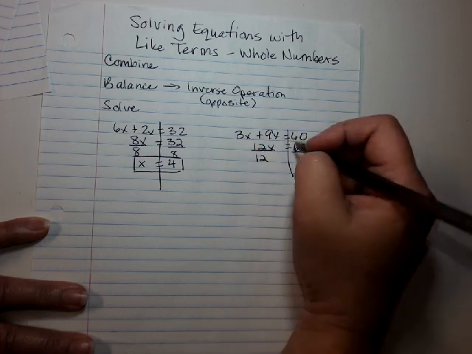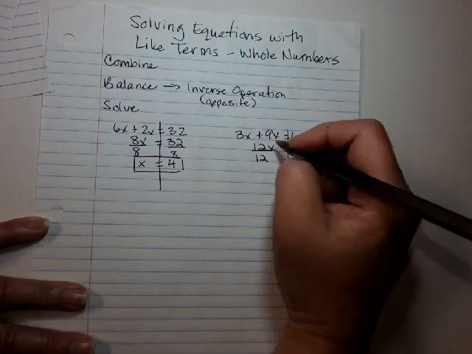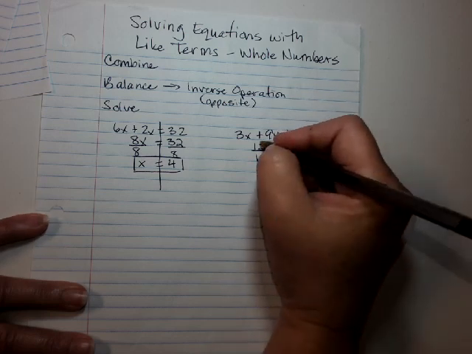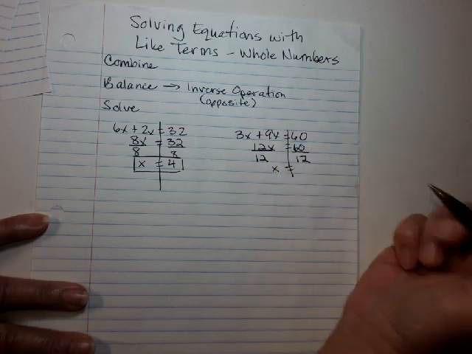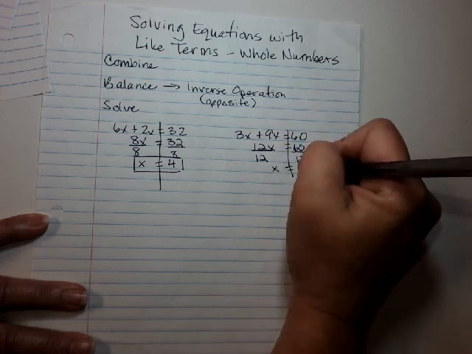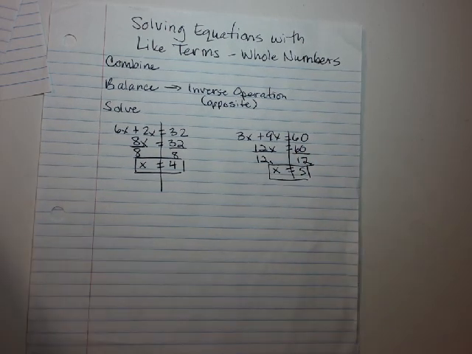We're isolating that variable. We're getting it all by itself. We're doing this to both sides. When we do that, this turns into 1, and we have x equals, we do 60 divided by 12, and that's 5. So in this case, 5 is our solution.